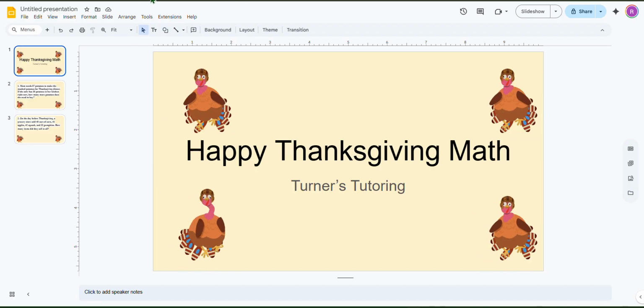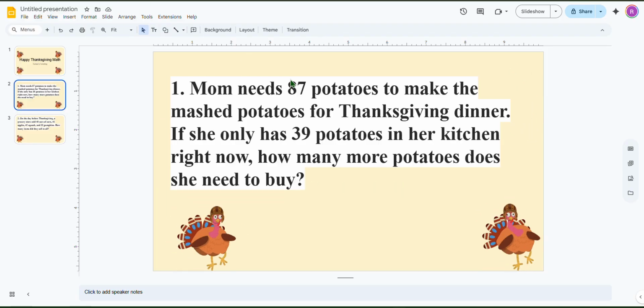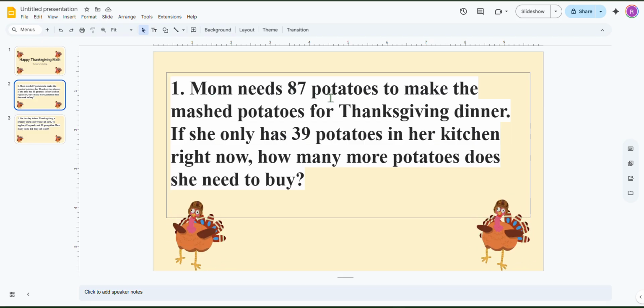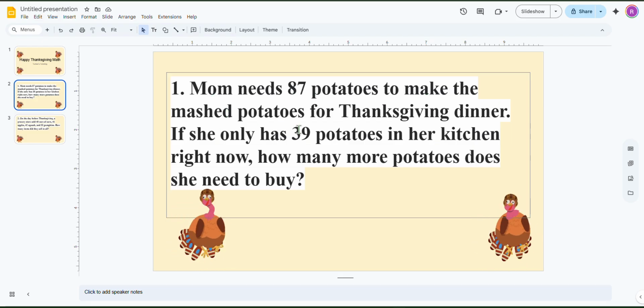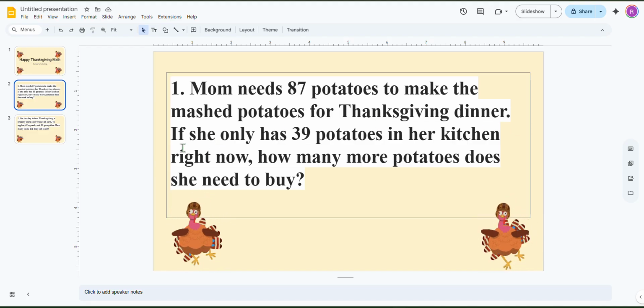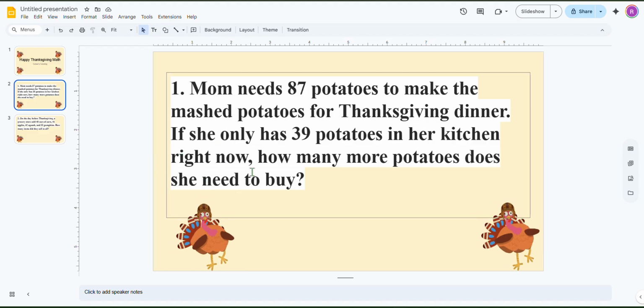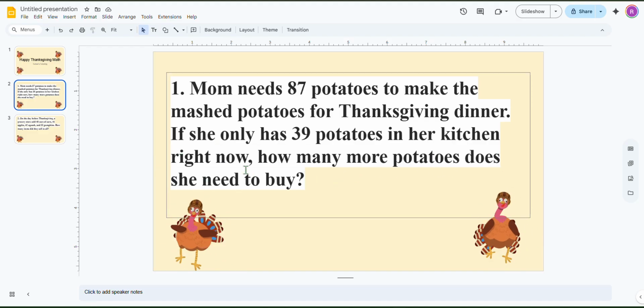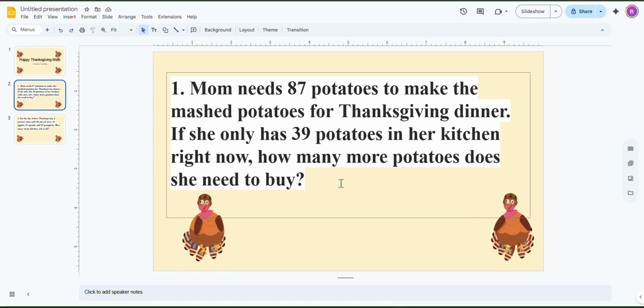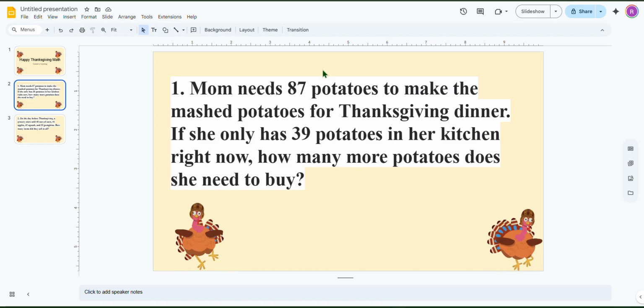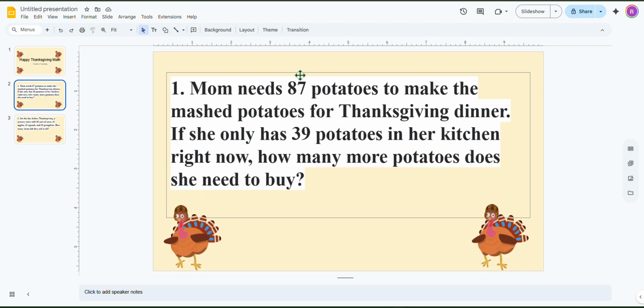Let's go ahead and get into the first question. Mom needs 87 potatoes to make the mashed potatoes for Thanksgiving dinner. If she only has 39 potatoes in her kitchen right now, how many more potatoes does she need to buy? So let's first break down this question. We have a few things that we need to pull out of this.